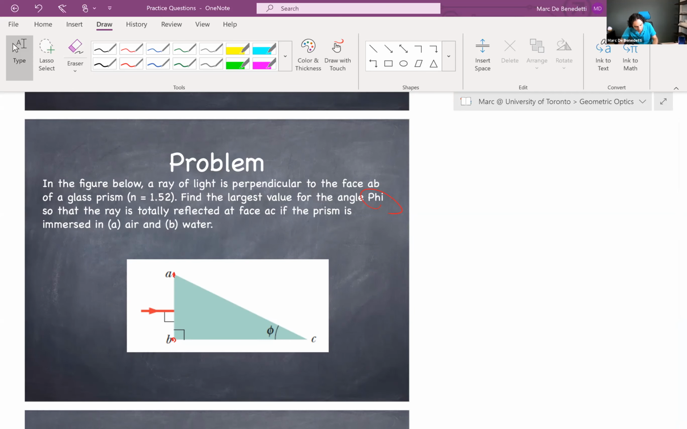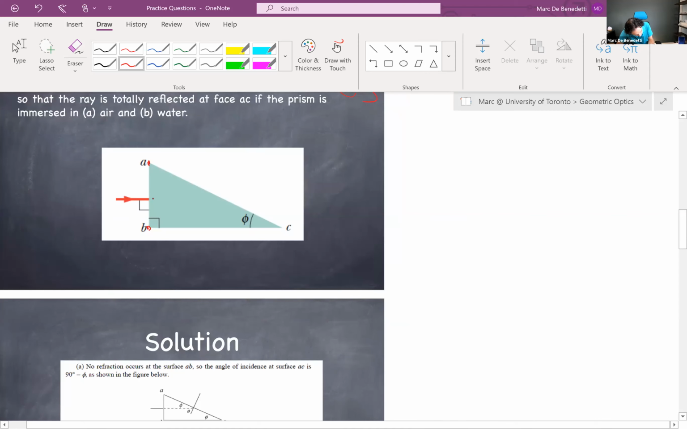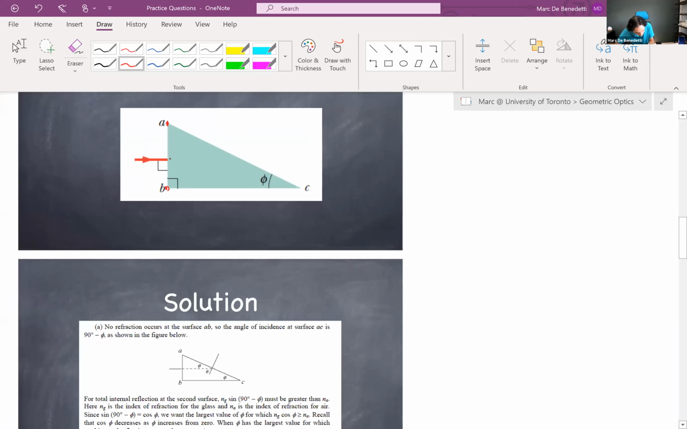So what's happening here is we have a light ray that is going from either air or water, doesn't really matter, into glass. When it travels into a new medium, it has the potential to refract. It refracts according to Snell's law. Here, it's incident at 90 degrees, so it will actually pass through unbent. Sine of 90 is 1, so there's no bending. It'll come in straight, and it will strike the hypotenuse here.